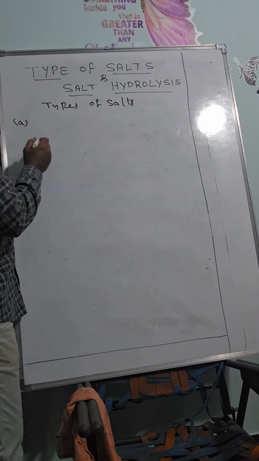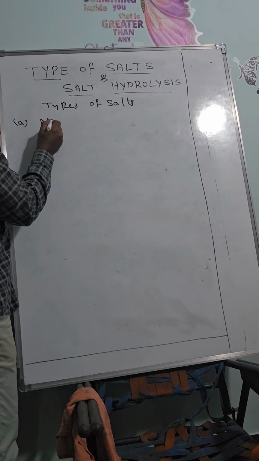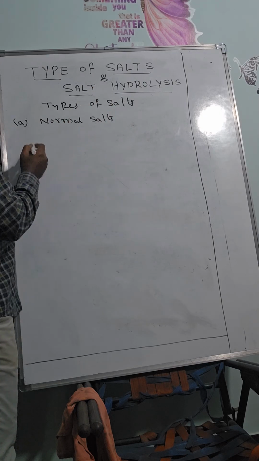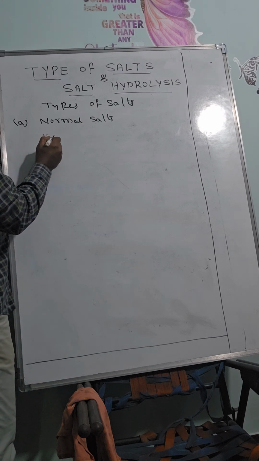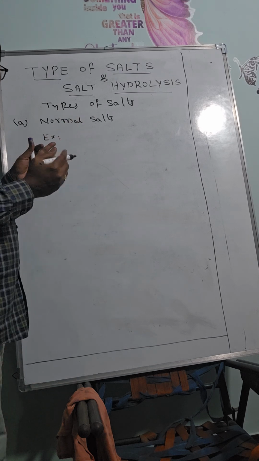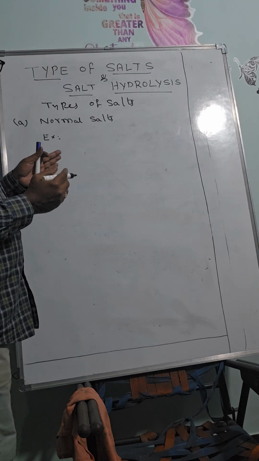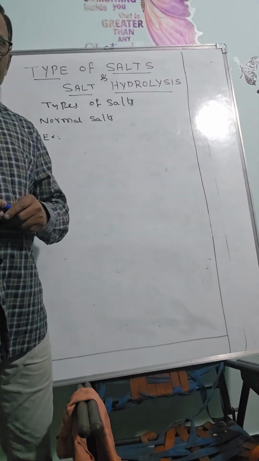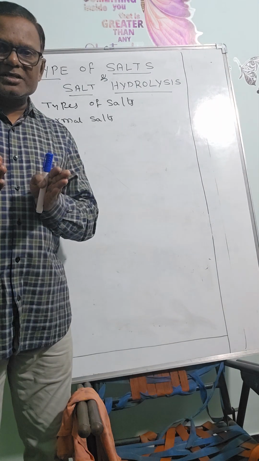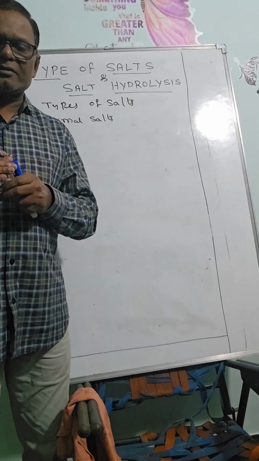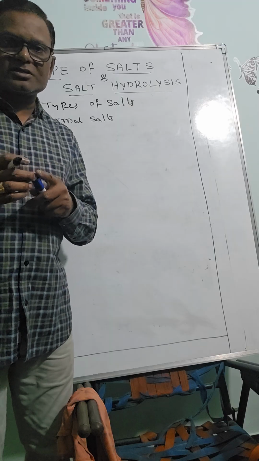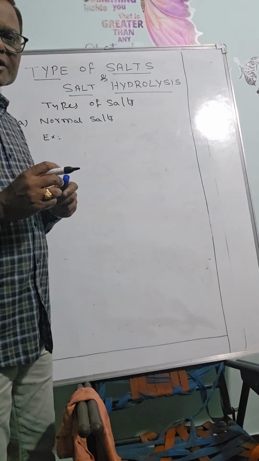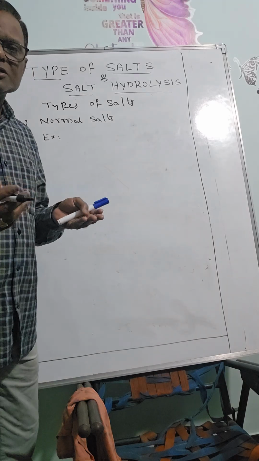First one is normal salts. What are normal salts, children? When an acid and a base combine together to form salts. You know, neutralization. What is meant by neutralization? Acid combines with the base to form salt and water. That is called the neutralization process. In this neutralization process, the product salt is called normal salt, or else simple salt.